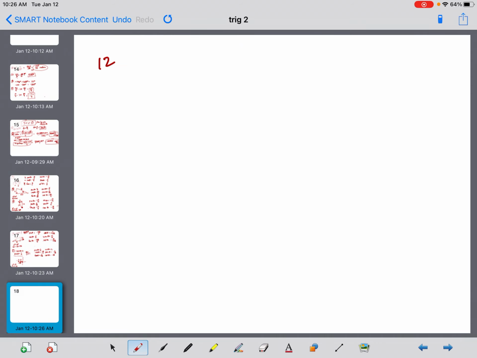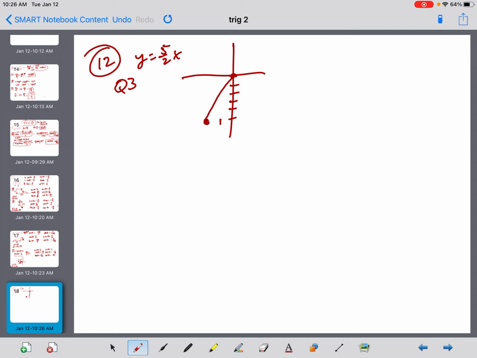Number 12. You can always pause these videos and go back and watch them again. So it says the terminal side of theta is formed by the line y equals 5/2 x. So that's the slope. I'm going to make a graph here. And I know I'm in quadrant 3, so I'm going to be down here to the left. So it goes through 0, 0. And instead of going up 5 over 2, I'm going to go down 5 over 2. And that's going to be my build of my theta. This is the point negative 2, comma, negative 5. So this is negative 2, this is negative 5.